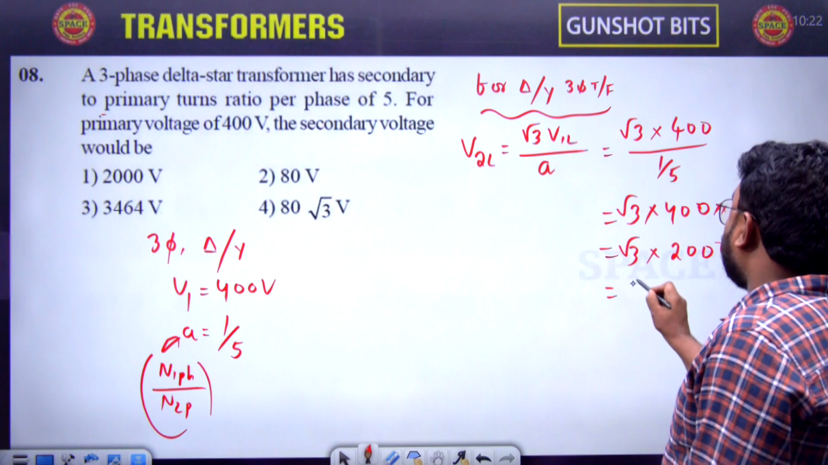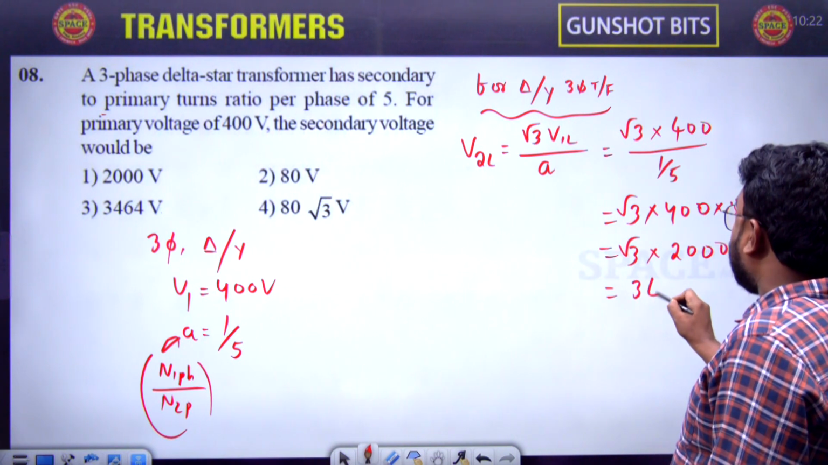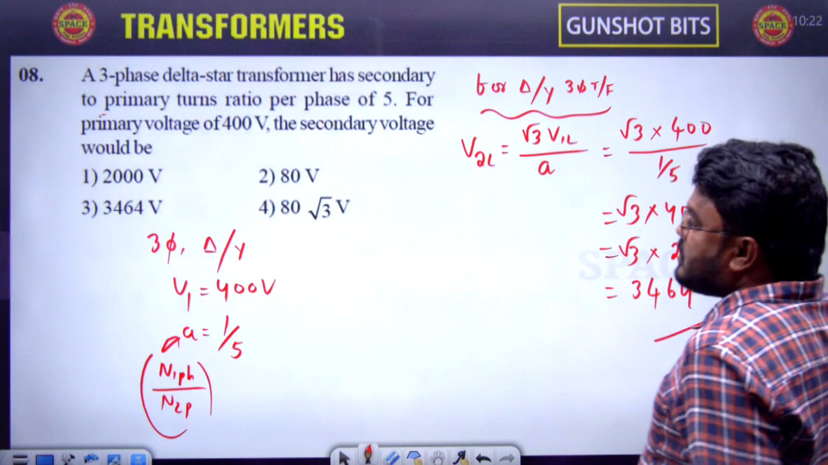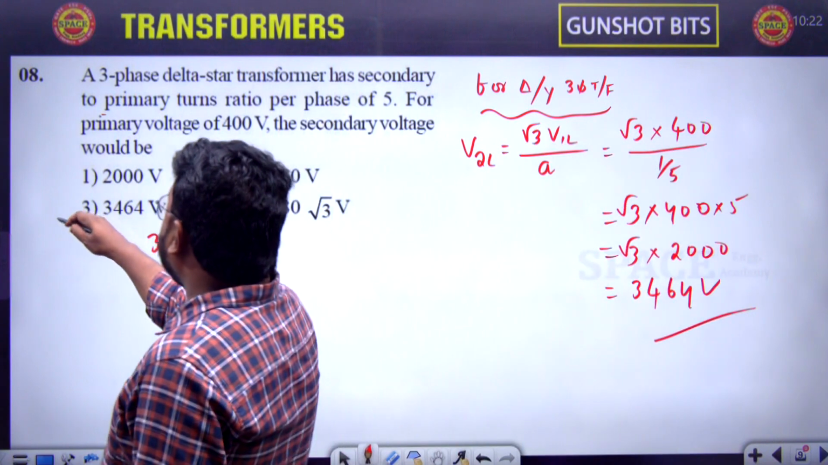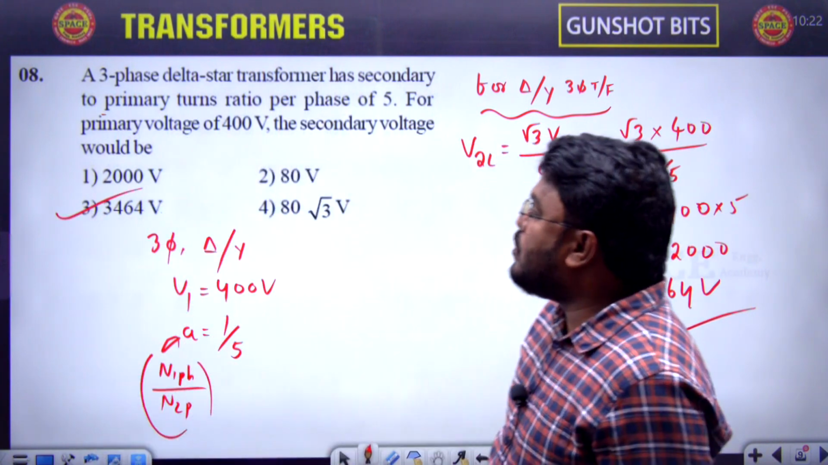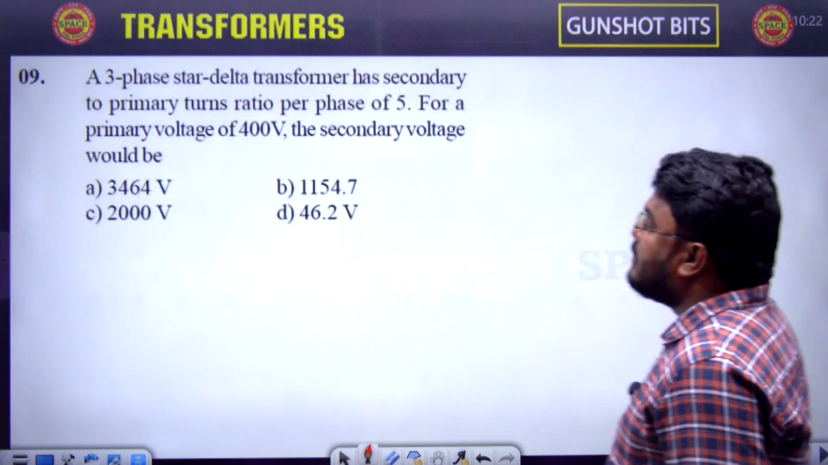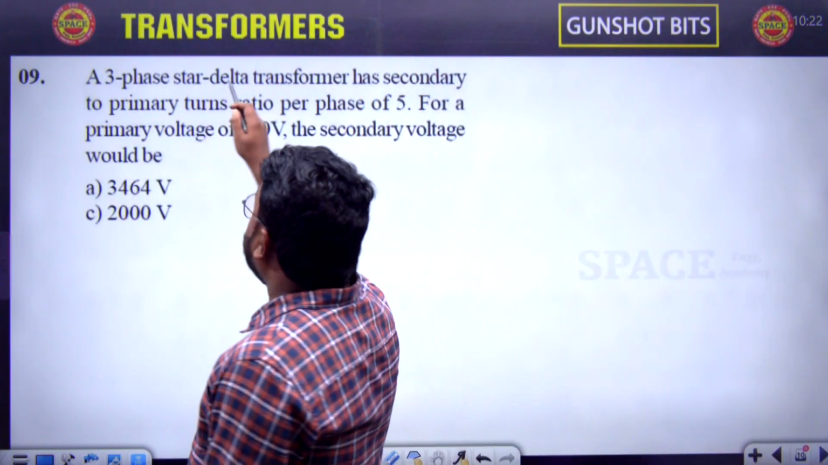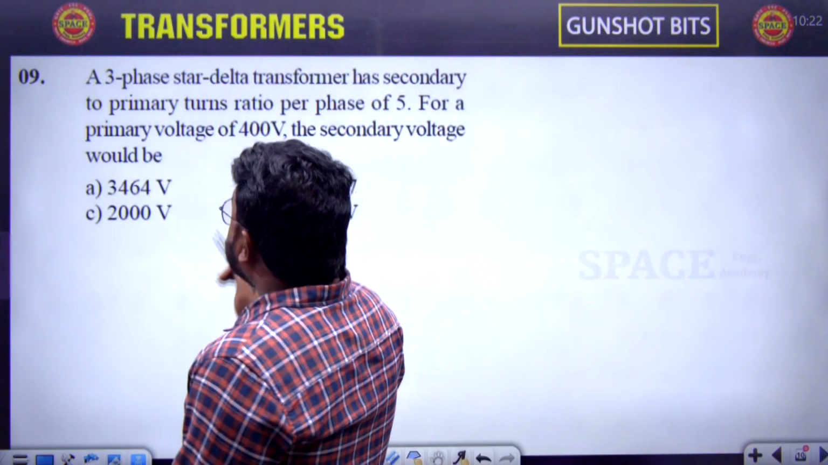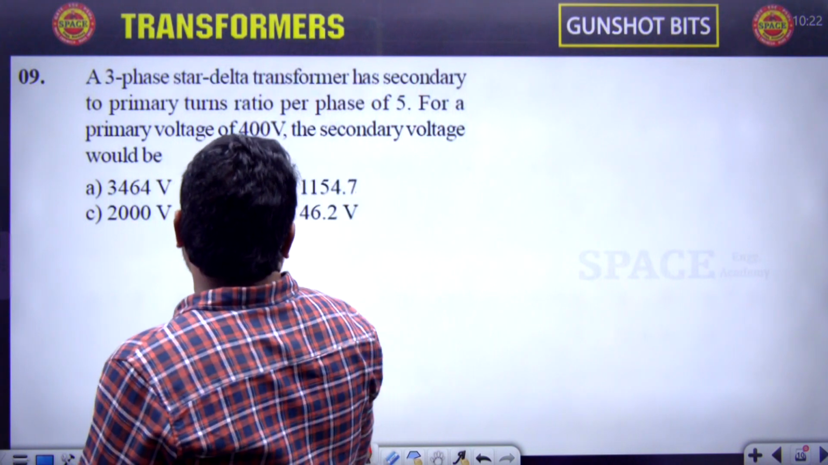So the value is equal to 3464 volts. So 3464 volts is the right answer for this question. And a similar question: a 3-phase star delta transformer, a secondary to primary turns ratio is given.